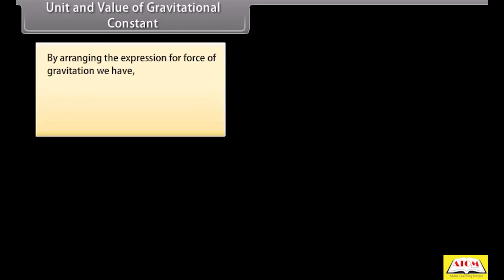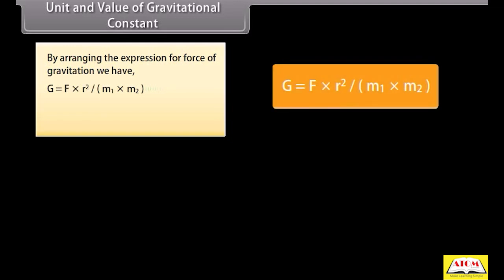Unit and value of gravitational constant. By arranging the expression for force of gravitation, we have G is equal to F into r square upon m1 into m2. SI unit is Newton meter square per kilogram square or Newton meter square per kg square.